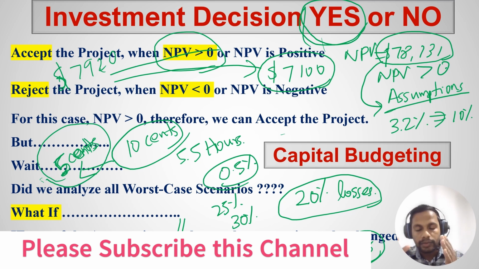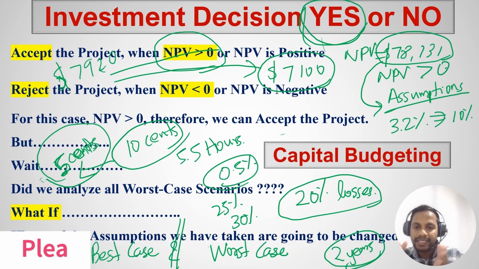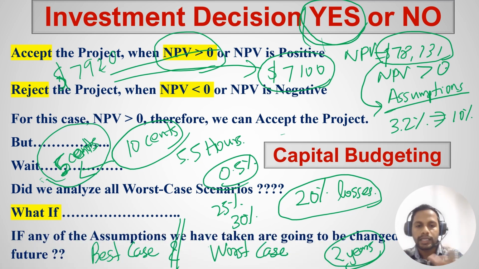We are going to put our deep understanding on those 7 assumptions, and we are going to find what is the best case scenario, what is the worst case scenario, what is the average scenario. By calculating, if our NPV value is positive even in the worst case scenario, then you can go for the project. But what is the worst case scenario here?